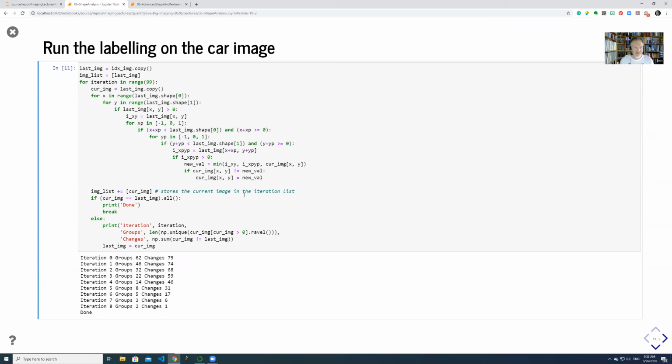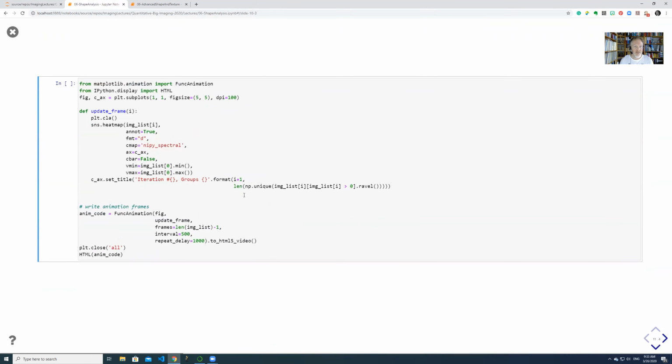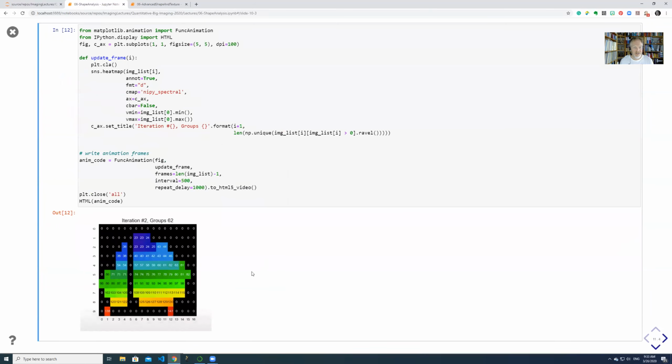So let's see, that was the run. And now we can do the animation and see how it shows. So now you can see how this front is propagating through the image all the time, following the principle that the minimum label within that object is the one that is assigned.